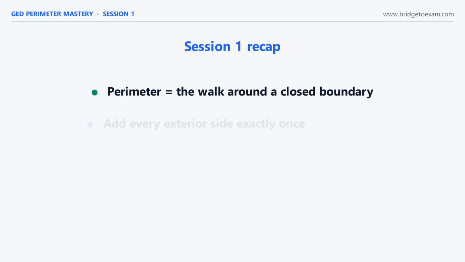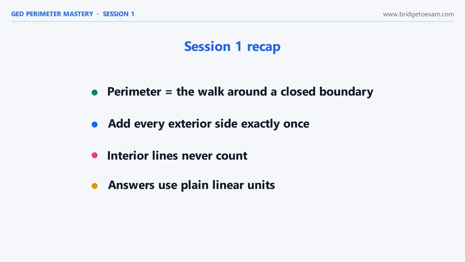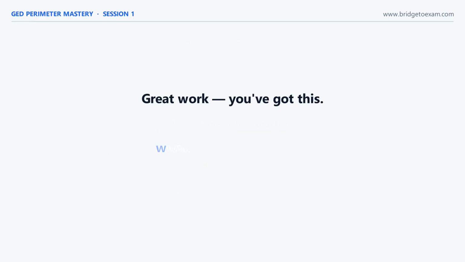Let's recap. Perimeter is the total length of a closed boundary, the walk around the outside. Add every exterior side exactly once. Interior lines never count. And the answer always wears a plain linear unit. Nicely done on Session 1. You now know what perimeter actually means, and that meaning holds up on every shape ahead.